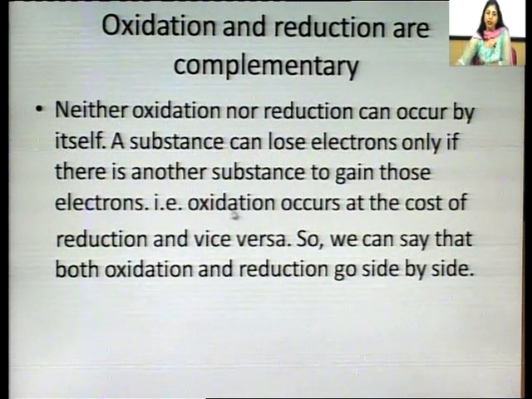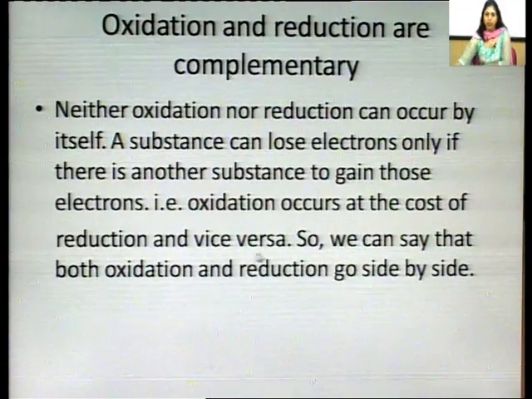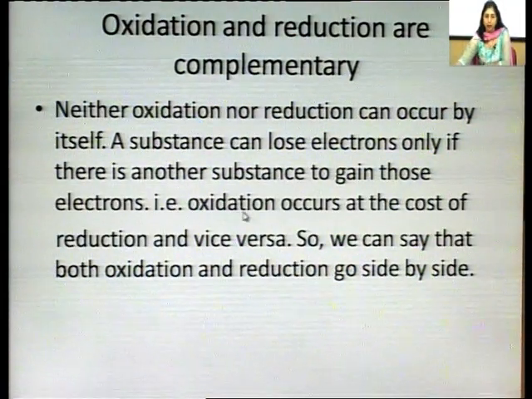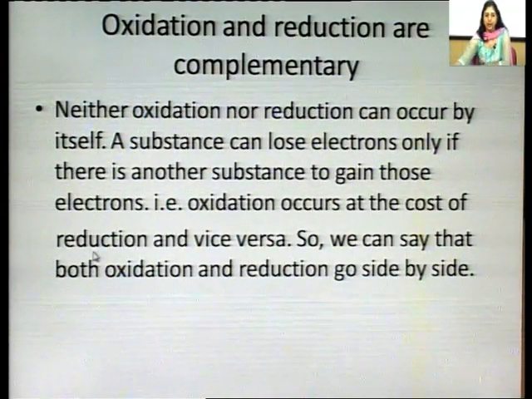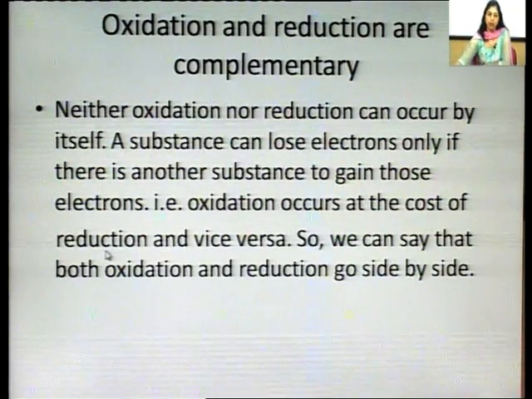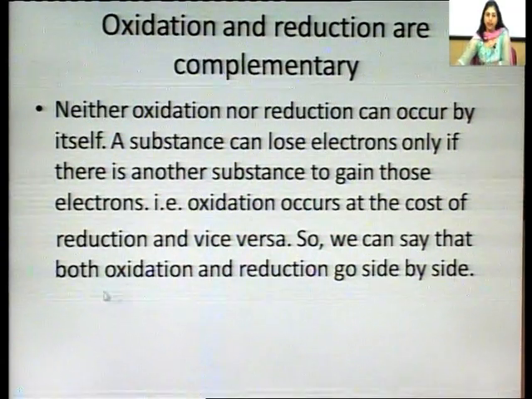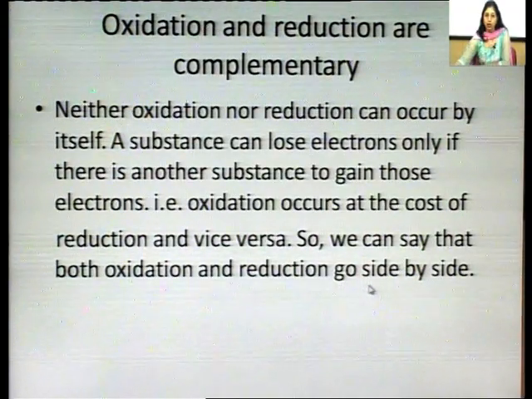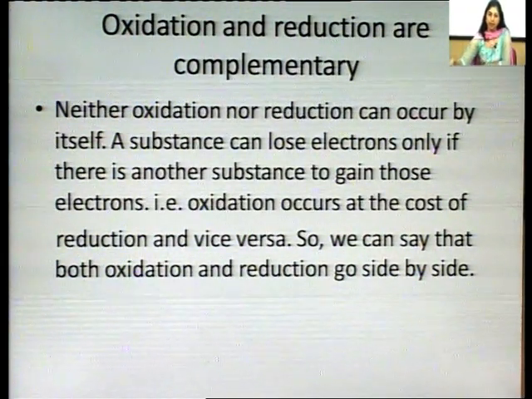So, we can say that oxidation occurs at the cost of reduction and vice versa, means if oxidation is taking place, simultaneously reduction will also be taking place, and none of the reactions can occur without each other. So in short, we can say that both oxidation and reduction go side by side, means they always occur simultaneously.